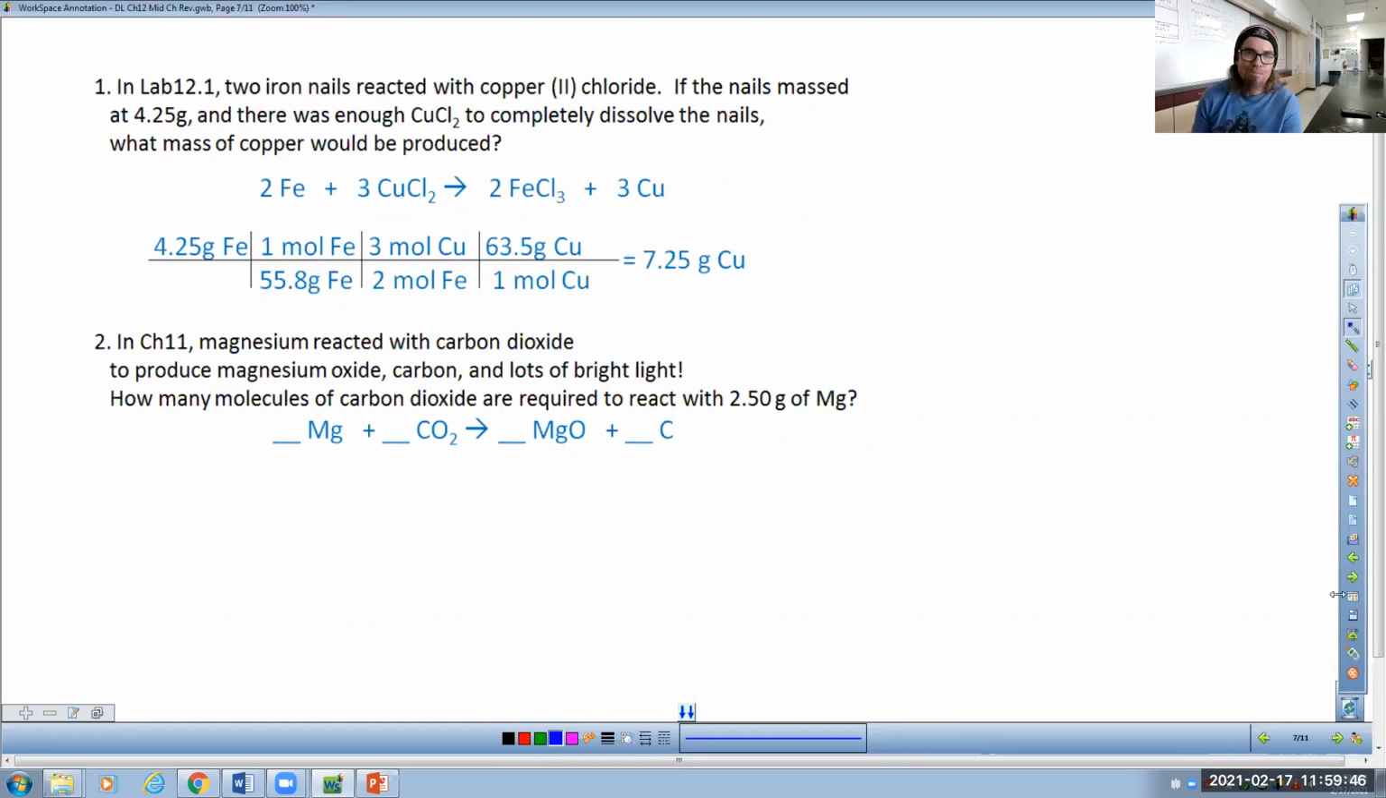Question number 2. I have a pretty neat demonstration they do at the very beginning of balancing equations, which is what is described here in this problem. You can look it up online, just type in what you see there, and somebody will have a YouTube video of it.